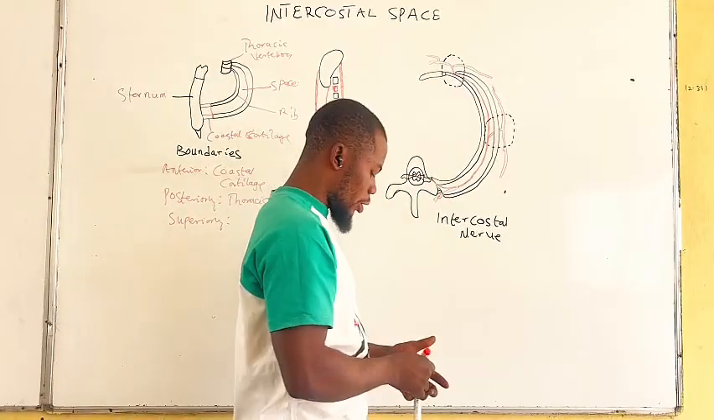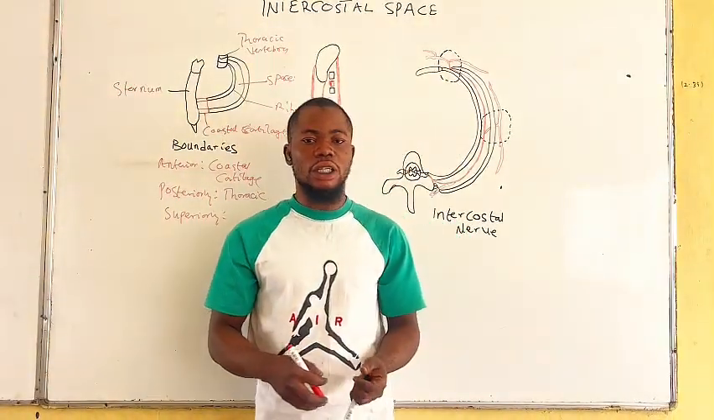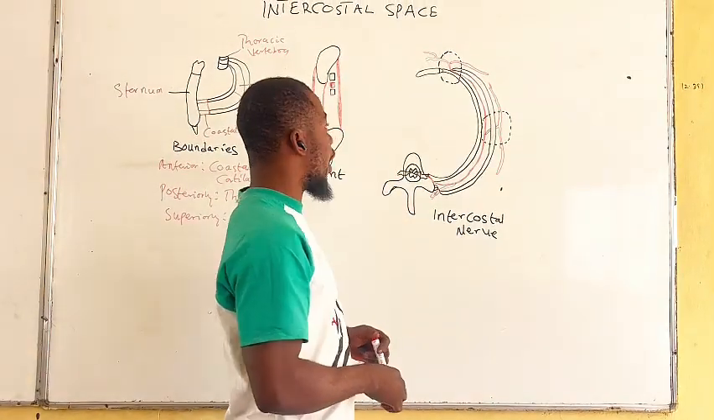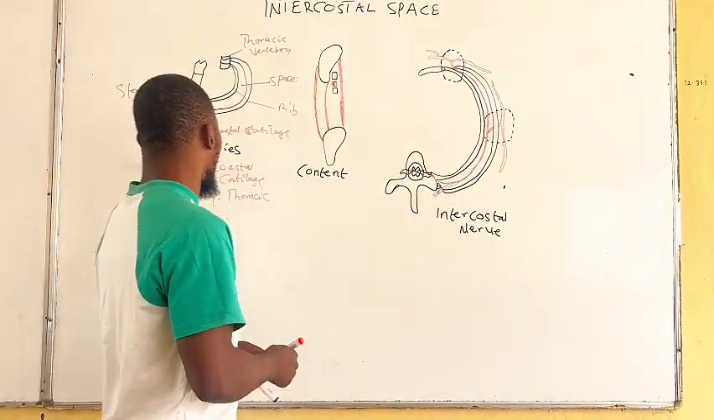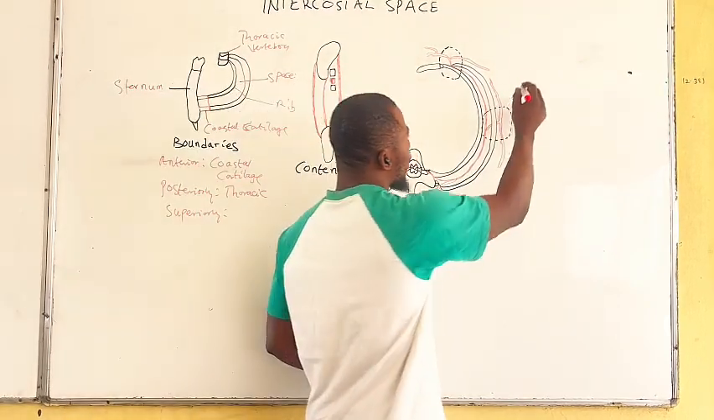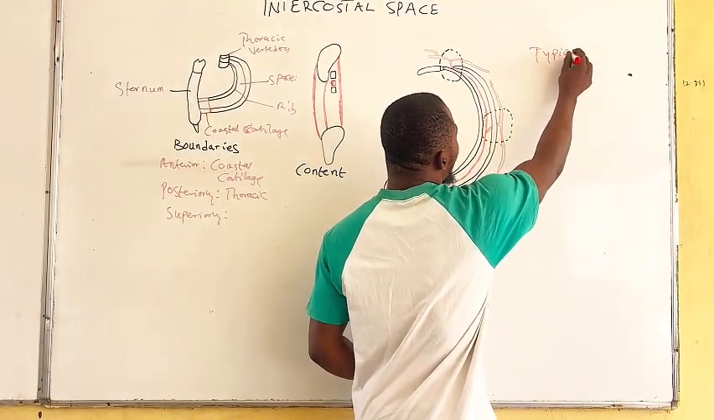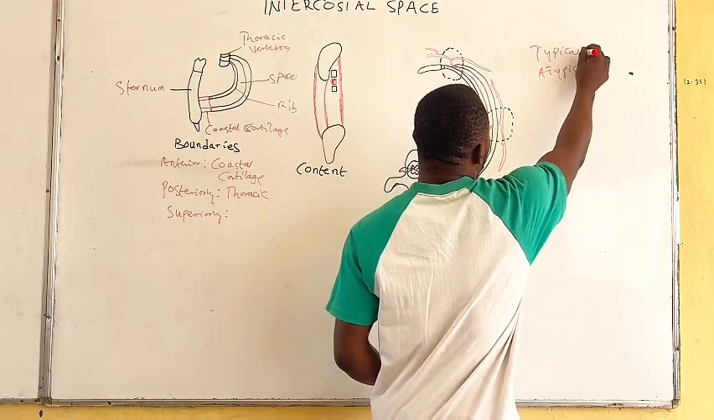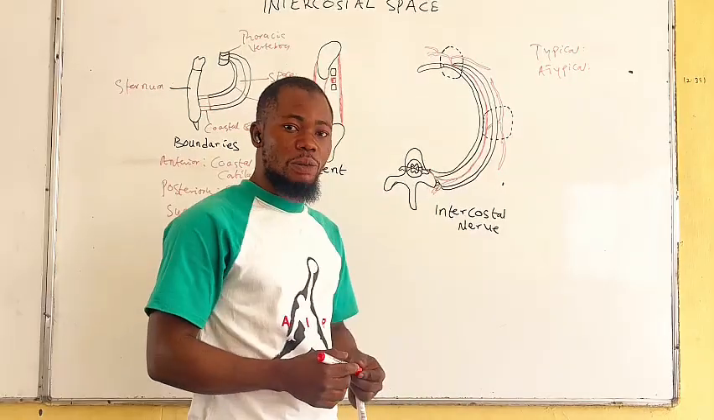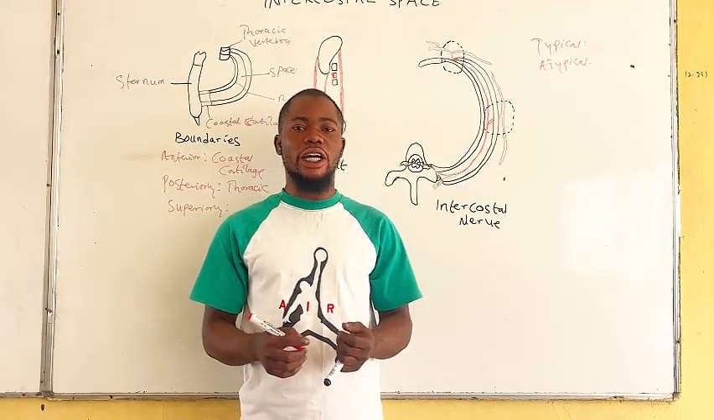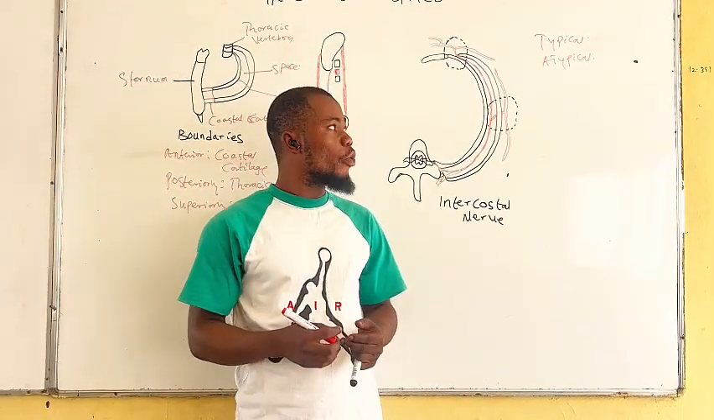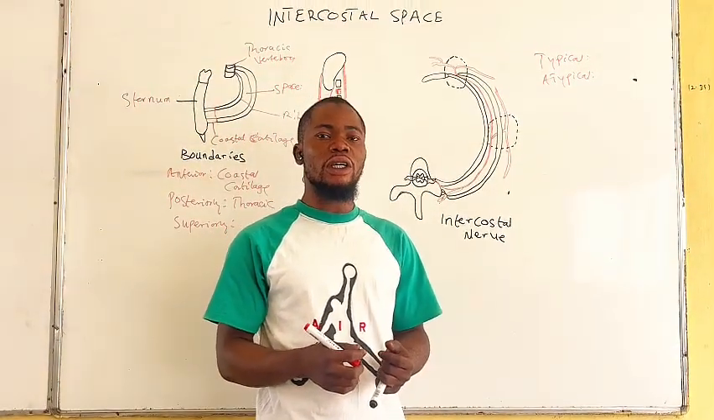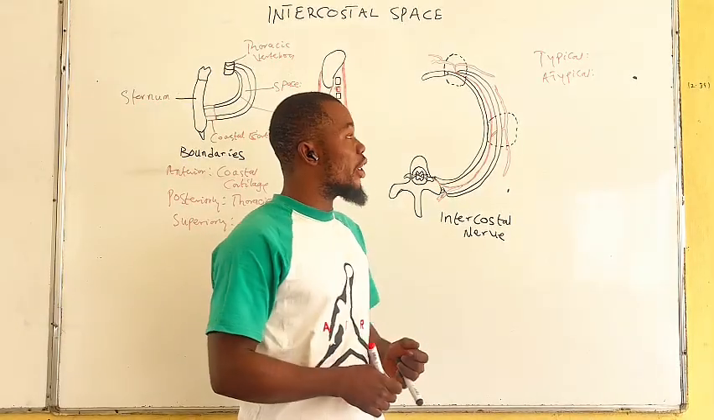Now, there are 11 intercostal spaces situated on either side of the chest. The intercostal spaces are classified into two: typical intercostal space and atypical intercostal space. The typical intercostal spaces are the spaces in which the blood supply and the nerve are only confined to the thorax, whereas the atypical intercostal spaces are the spaces in which the blood supply and the nerve supply other regions in addition to the thorax.